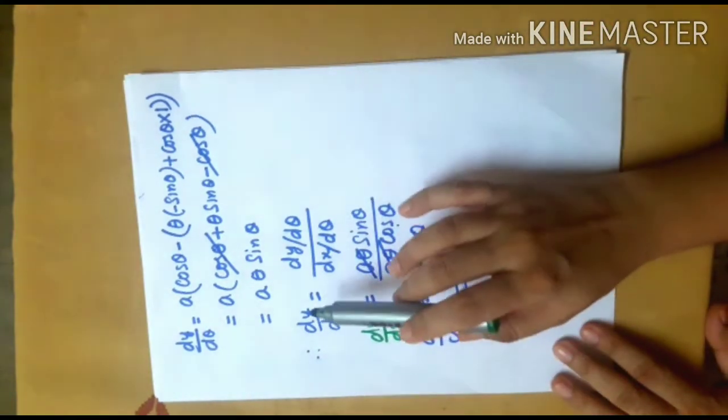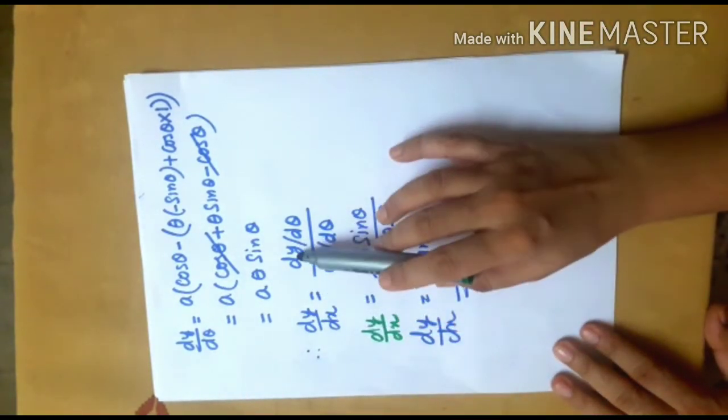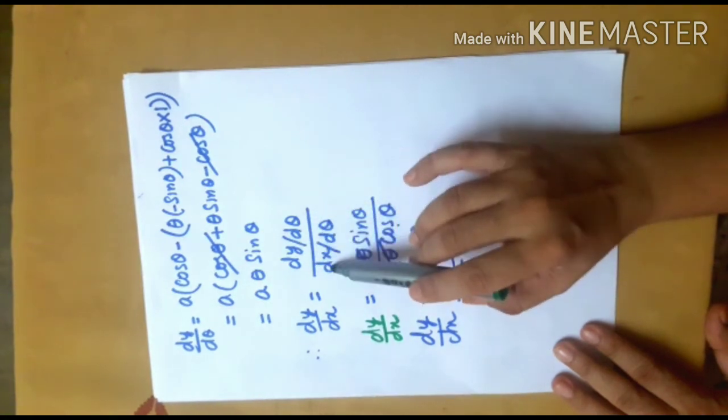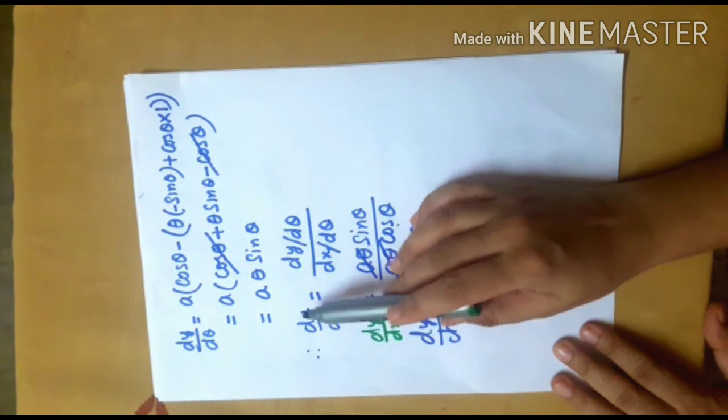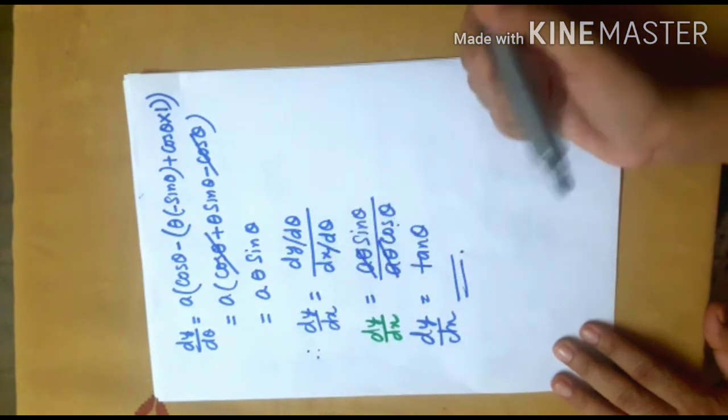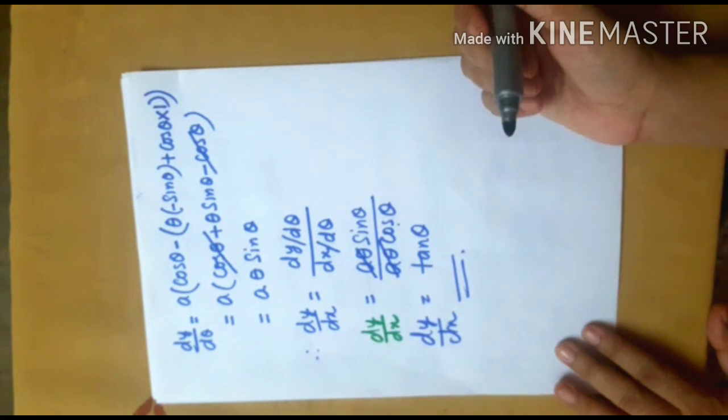And note that dy by dx is equal to dy by d theta over dx by d theta. So dy by dx will exist when this denominator is not equal to 0, right?